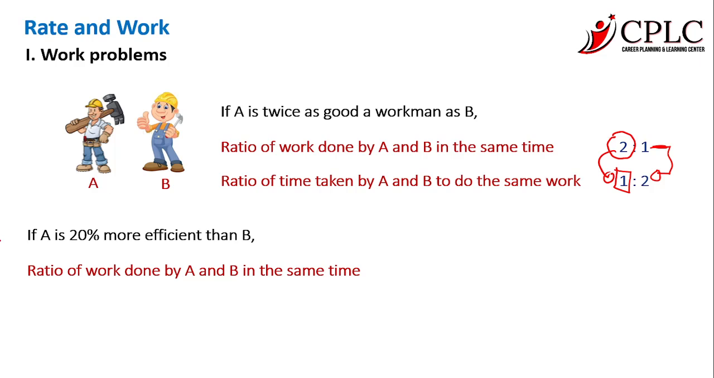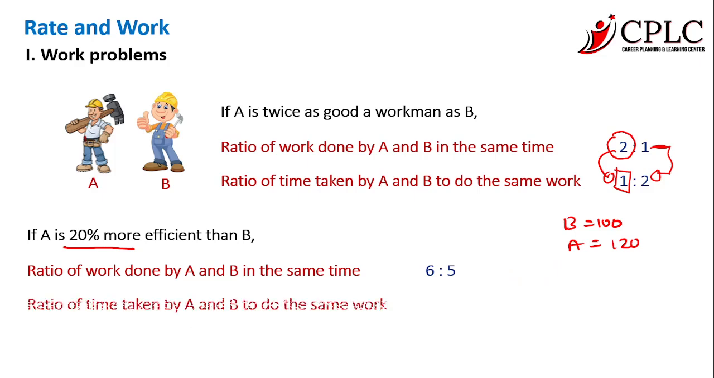So they're saying A is 20% more efficient than B. So if I simply assume that, let's say, B does 100 units of work, and A is 20% more efficient, that means A will be doing 120 units of work. So their ratio of work done will be 120 is to 100, which can be further reduced by 20, and then it will be 6 is to 5. And then the ratio of time taken will be the inverse of that, which will be 5 is to 6. So this is how you will be able to figure it out.